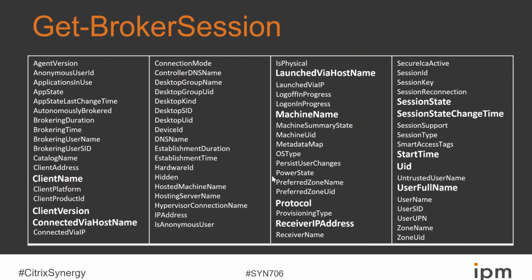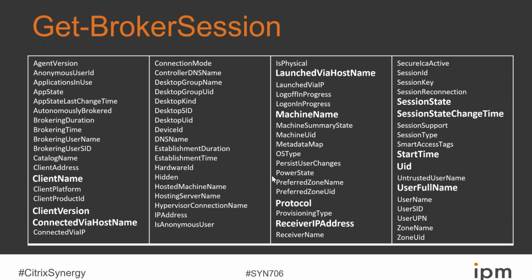Now, as we mentioned, PowerShell commandlets are basically discrete objects that return data in the form of objects. And what we're going to use for our dashboard is the XenApp PowerShell commandlet called Get-BrokerSession. Now, Get-BrokerSession returns about 75 different variables for each session, and you can see those over here.